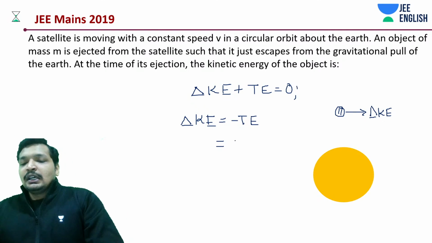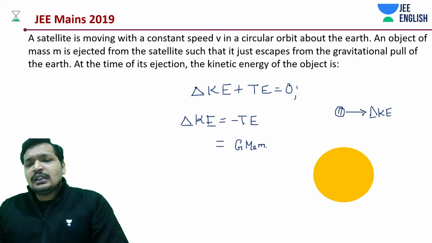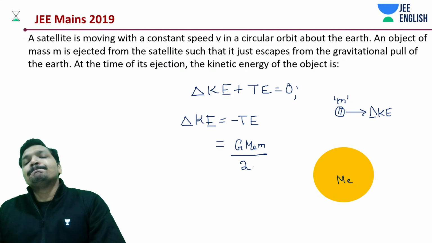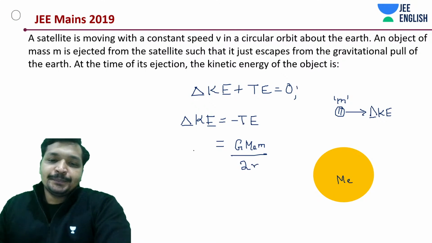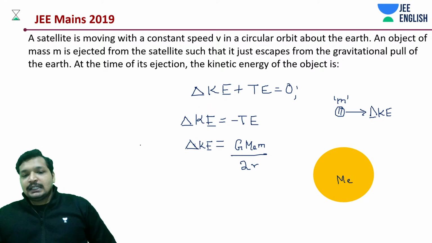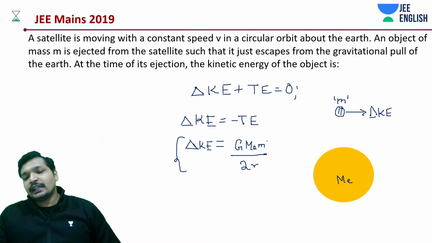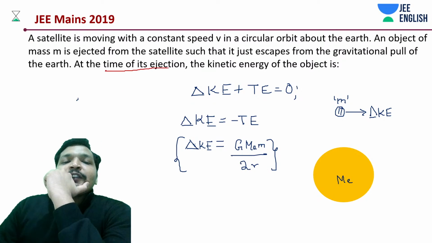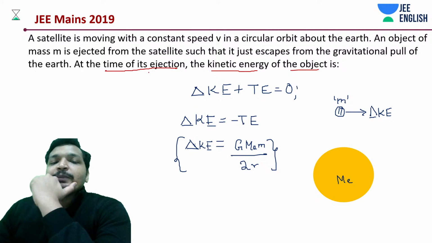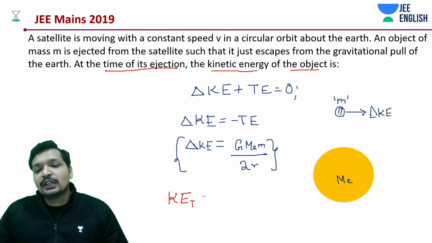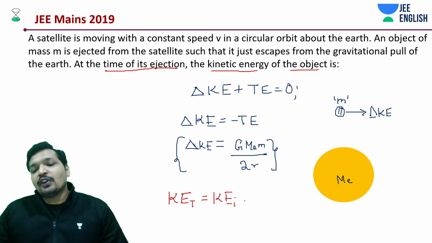which is minus of minus G M_e m divided by 2r. Is that correct? Okay, this is the change in kinetic energy. What are we supposed to find out? At the time of ejection, what is the kinetic energy of the object? Not the change in kinetic energy, but the total kinetic energy. Total kinetic energy, KE total, should be KE initial plus that of KE final.